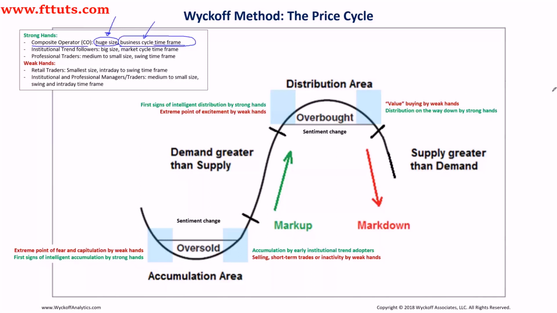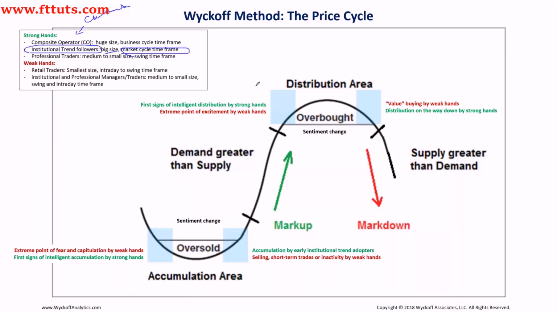Then we're going to have, after the composite operator, which is basically a contrarian in a lot of ways, a lot of institutional trend followers. Those are also big size institutions, and they usually look at the market cycle time frame, meaning that their positions are probably going to be beyond a year. This is going to be favorable from the taxation point of view. But they're going to be acting a lot like a composite operator, jumping on the emerging trend and jumping off that trend once they see the signs of deterioration.